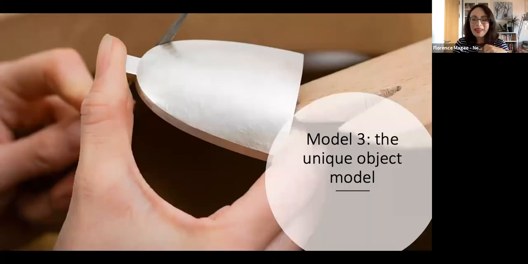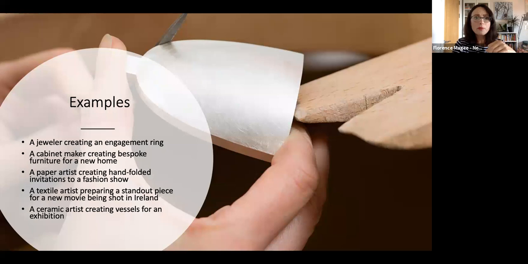Sorry, I'm going backward. And finally, our third model will be looking at the unique object. So a unique object could be somebody who makes a jeweler to create an engagement ring, could be a cabinet maker that makes furniture for somebody's home, could be some paper artist who prepares invitations for a fashion show or for a launch. It could be somebody working in the film industry that makes props and very specific standard pieces for filming, or it could be somebody who makes pieces for exhibitions.